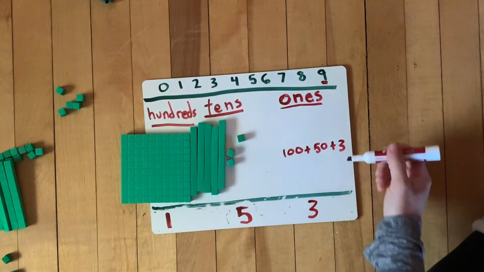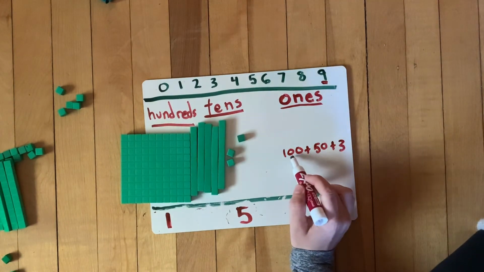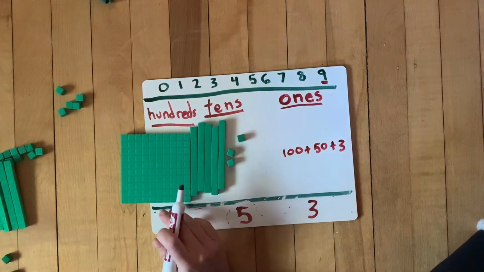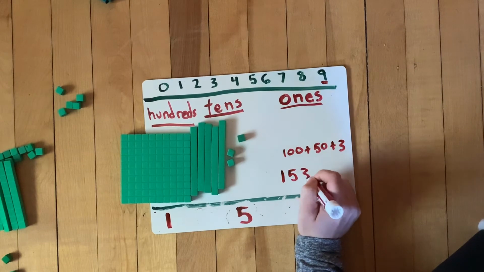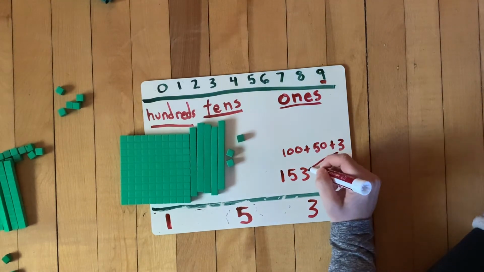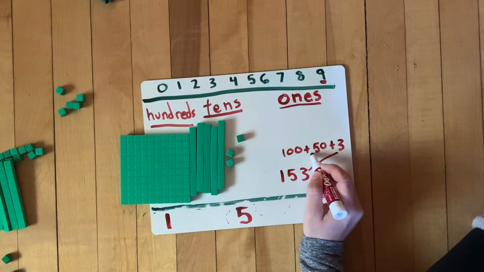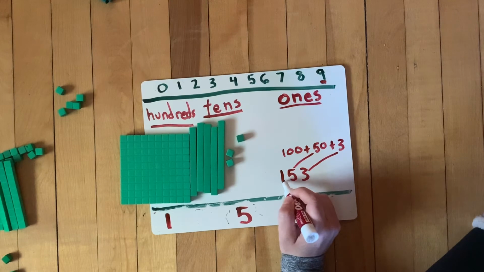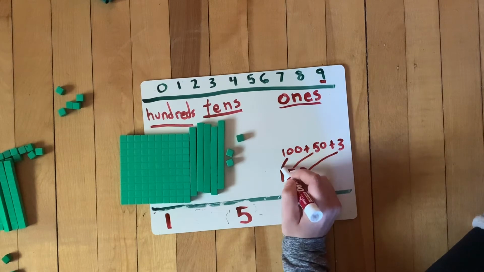But this is expanded form. When we show it in number form, we know what each number represents. 153 altogether. I know that this is worth 3 ones. I know that this 5 digit is worth 50. And I know that this one all the way to the left, the one that makes it a 3-digit number, is worth 100.